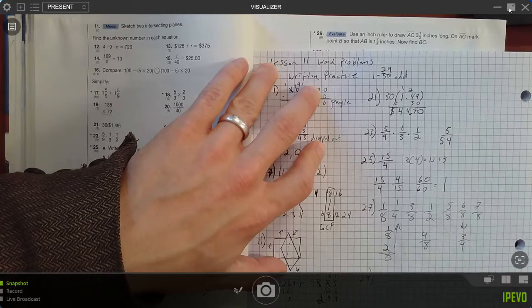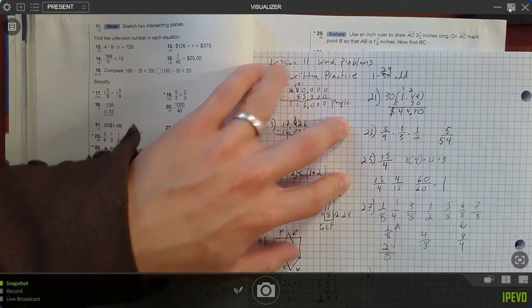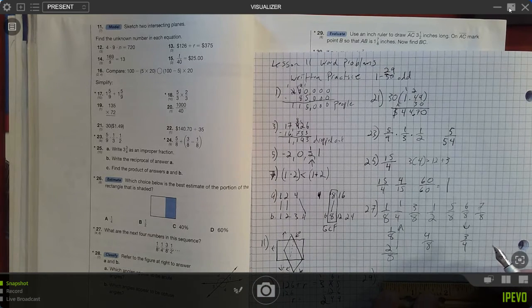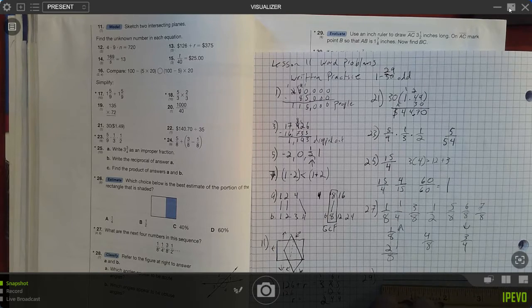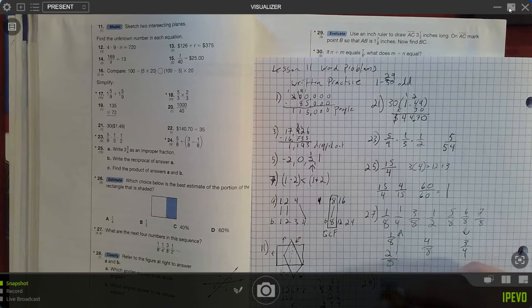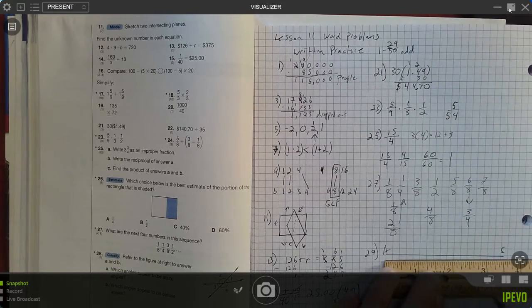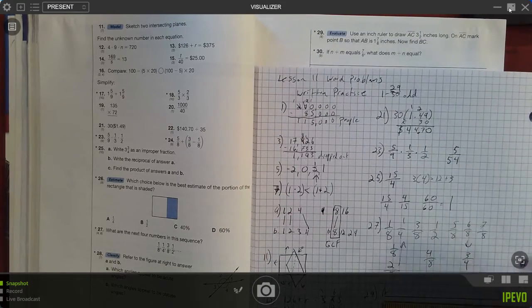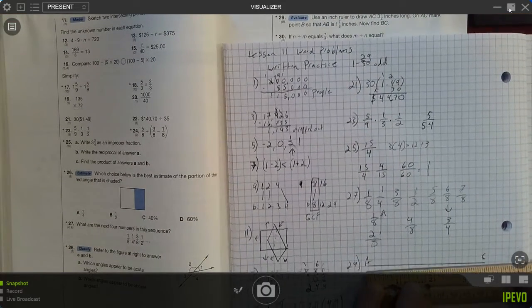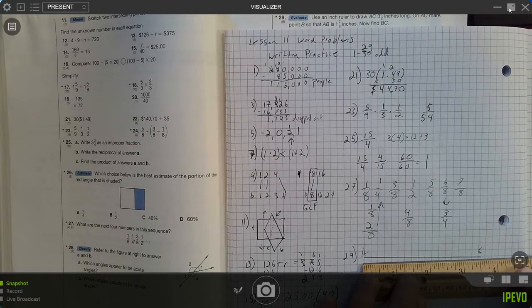29, last question. Use an inch ruler to draw a line AC 3.5 inches. Okay. On AC, mark point B so that AB. So first we have A and C. Okay. Now we're marking. Let's see if I can get everything in the shot. All right. So the 1 7/8 inches.